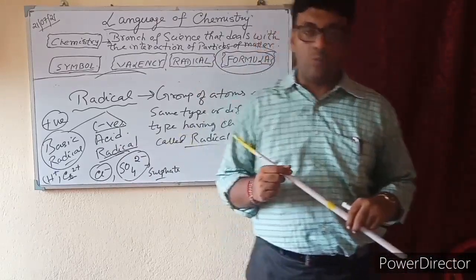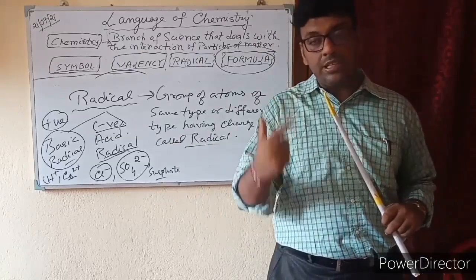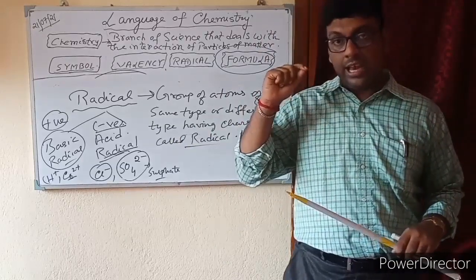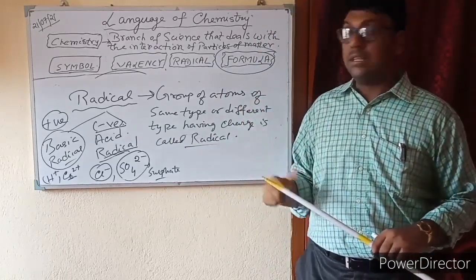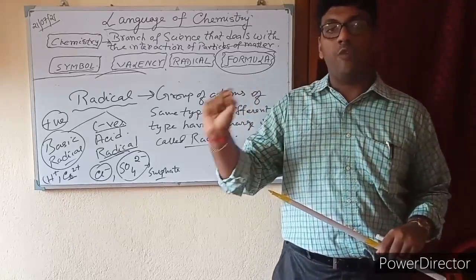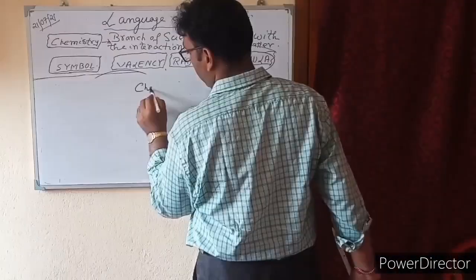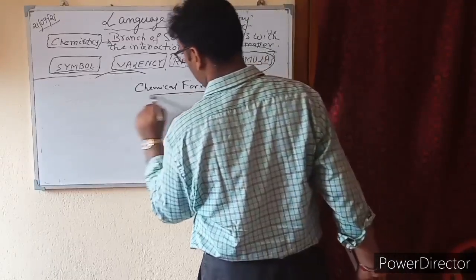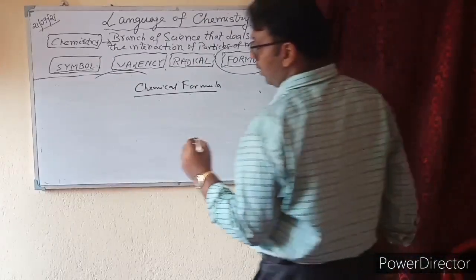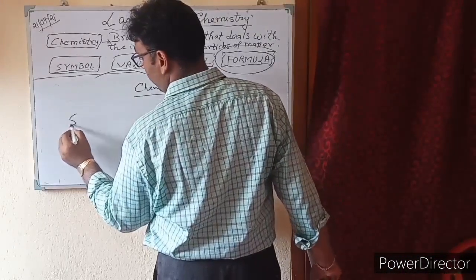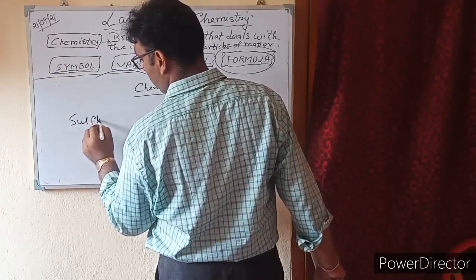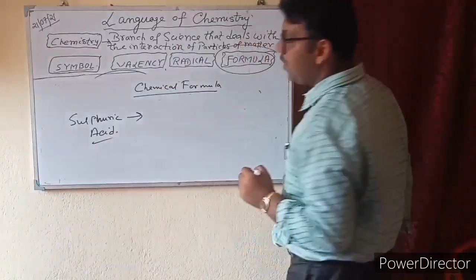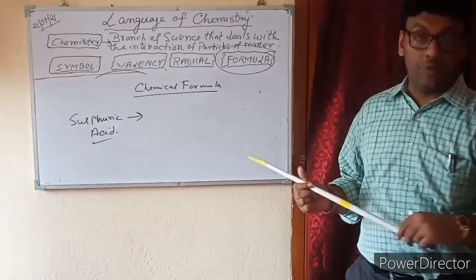Now the last topic for today, I will tell about the formula. Just now I told what a formula is, that it is the symbolic representation of one molecule of an element or compound. But now this is the last topic that I will tell today, that is how you will write a chemical formula of any compound. Suppose I am telling one compound, sulfuric acid. How will you write the formula of sulfuric acid?